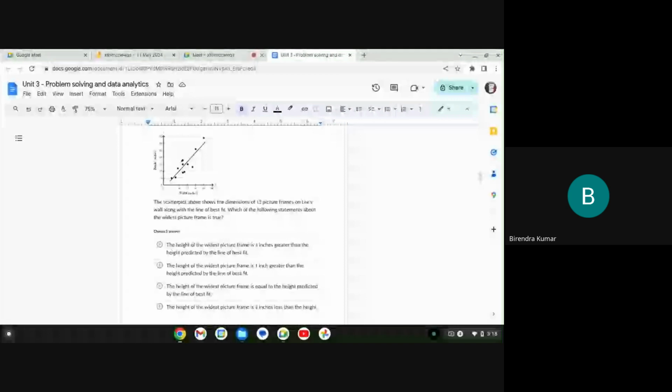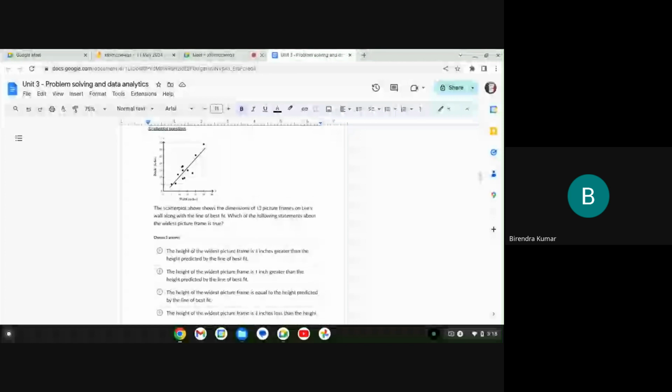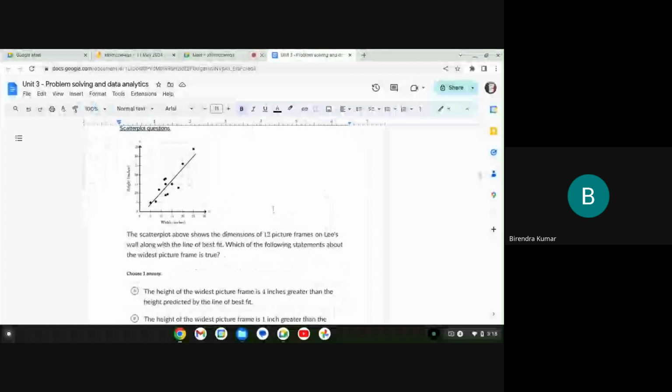First of all, let's look at the diagram here. It says height and width, right? That is what we have on the y and x coordinates. And this is a line of best fit. That's understood. It says dimensions of 12 picture frames, so every dot is representing the dimensions of one picture frame. Which of the following statements about the widest picture frame is true?